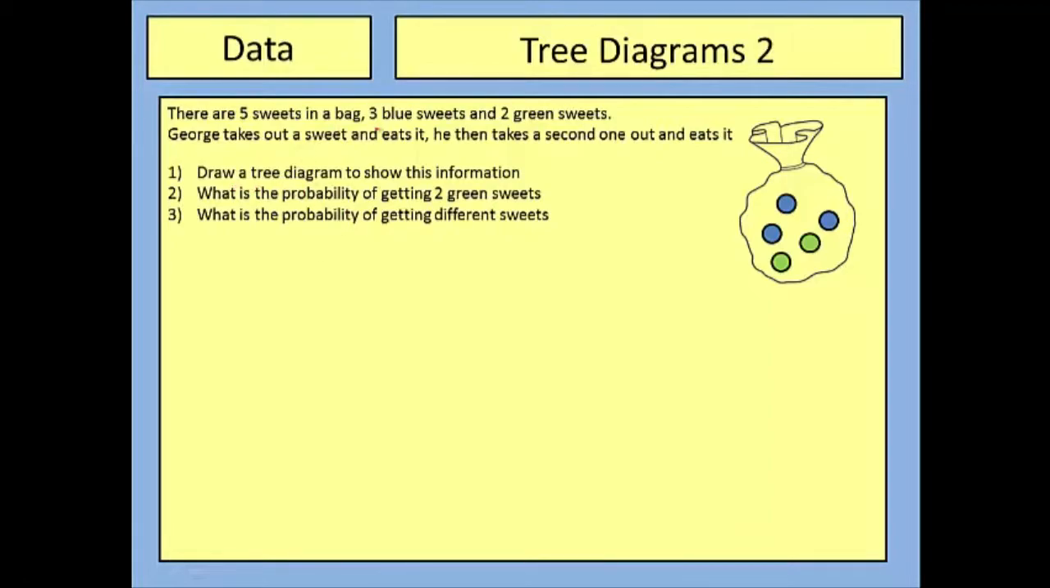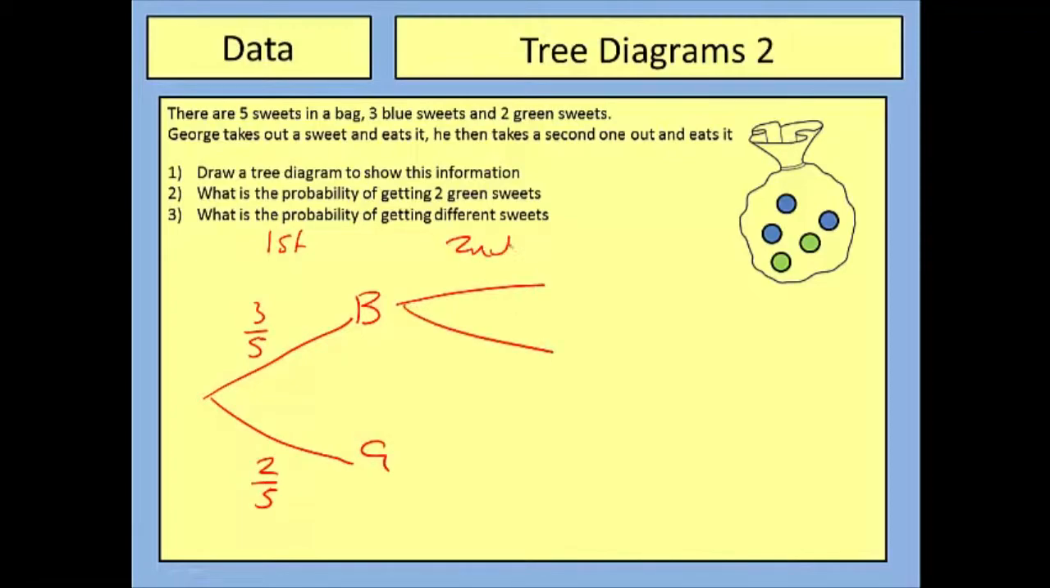There are 5 sweets in a bag, 3 blue and 2 green. George takes out a sweet and eats it. He then takes a second one out and he eats that one as well. So this one is slightly different in the sense that when I do my first pick, George has the option of a blue or a green sweet. The probability he gets a blue sweet is 3 over 5, and the probability he gets a green sweet is 2 out of 5.